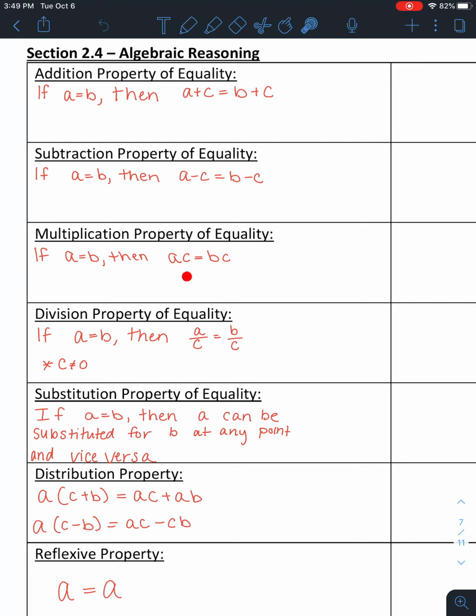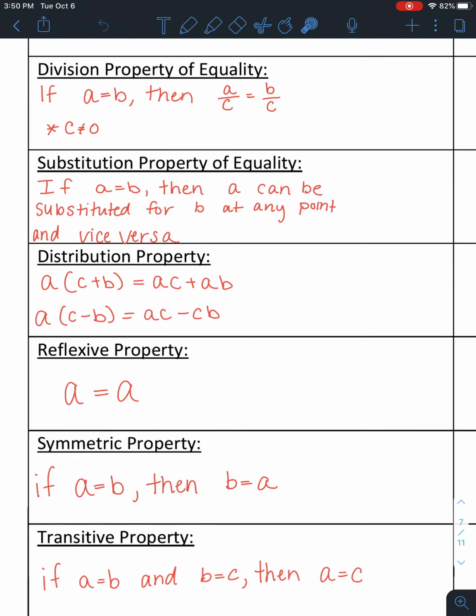And you notice right here, we've got multiplying by c on both sides, minusing c, adding c. So it's kind of a pattern. Division property, same thing. If we divide one side by c, we have to divide the other side by c. One thing to note on the division property, though, is you cannot divide by 0. That's undefined, can't do that.